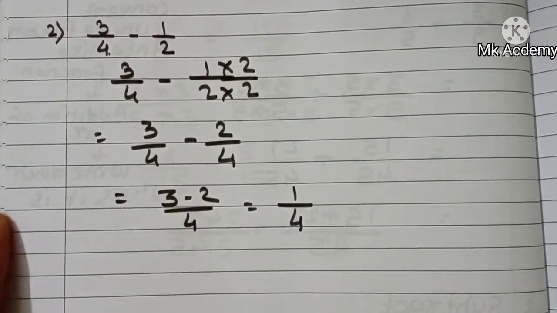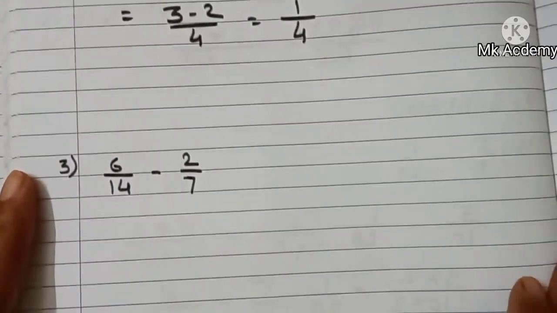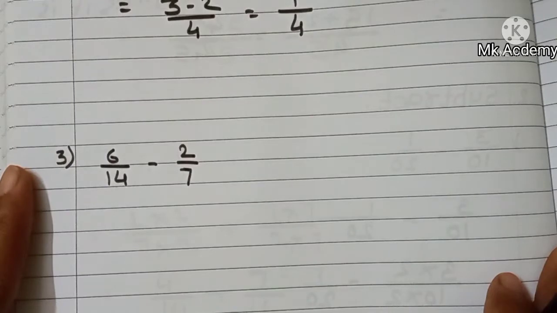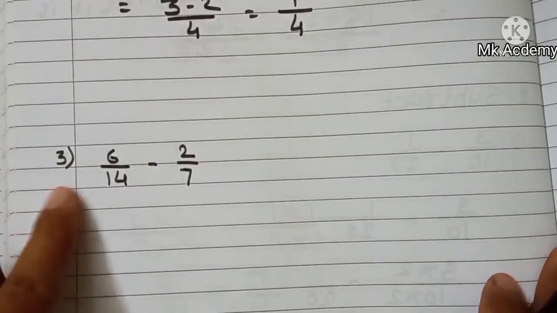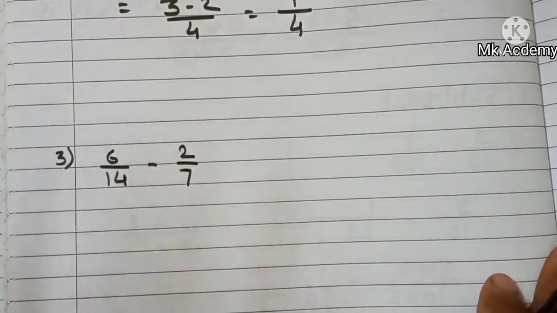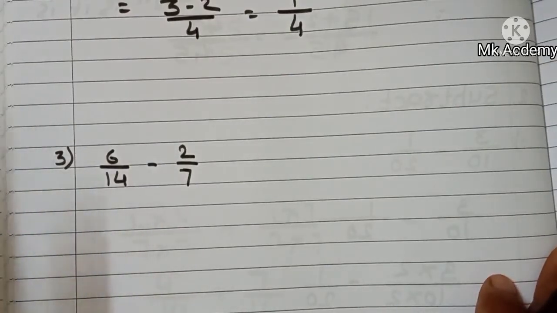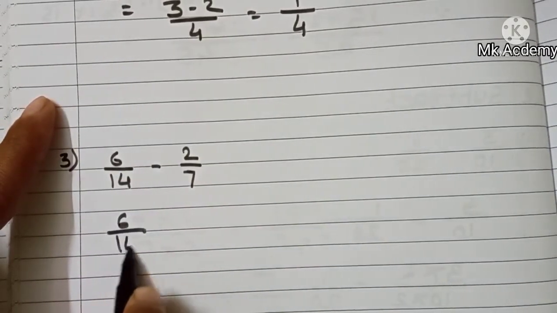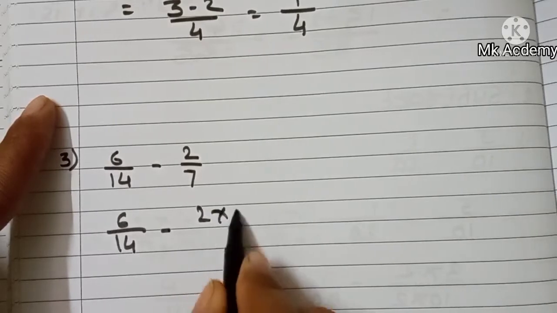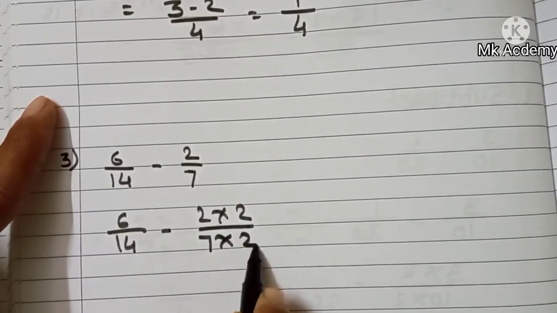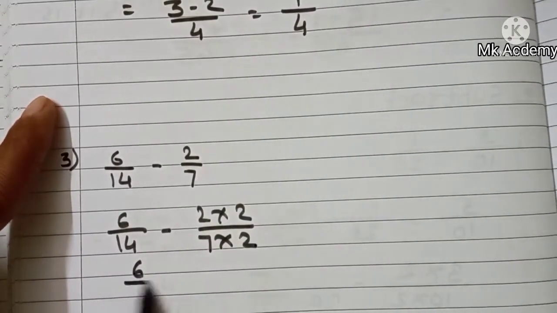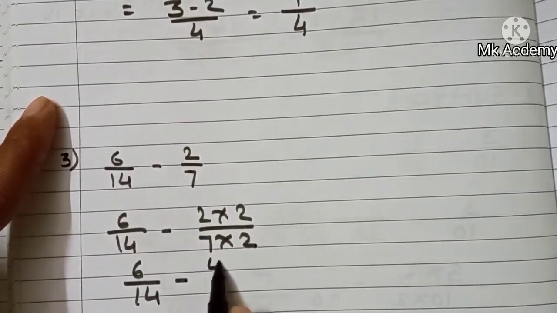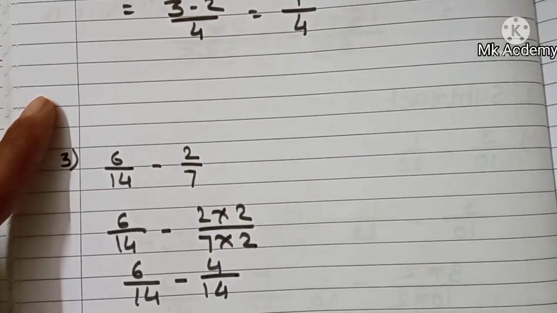Okay. Now example number 3. 6 upon 14 minus 2 upon 7. See, these are unlike fractions. Then the first step is to convert into like fractions and then subtract numerators and write down the denominator as it is. Okay. 6 upon 14 minus 2 multiplied by 2, 7 multiplied by 2. 6 upon 14 minus 4 upon 14.